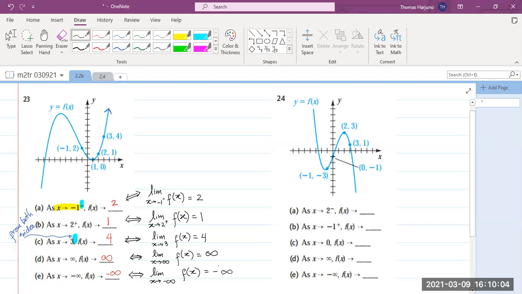Now let's use number 24 as our example. Part A, x approaching 2 from the left hand side. This is x equals 2, right? But you approach from the left hand side. As x approaches very, very close to 2, then the value of y is approaching 3. Right?